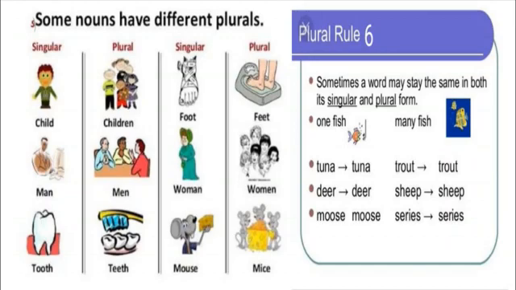Now remember, some nouns have different plurals. These are known as irregular nouns. The word changes when it changes into its plural form. For example, the word child changes into children. Man, men. Tooth, teeth. Foot, feet. Woman, women. Mouse, mice. So some words have different plurals. We don't need to add anything, we don't need to drop or erase anything, but simply the word changes when it changes into a plural.